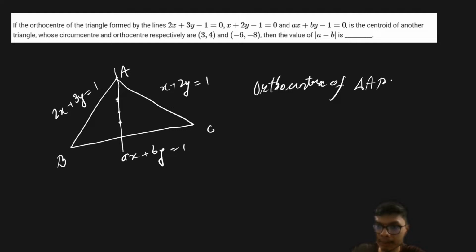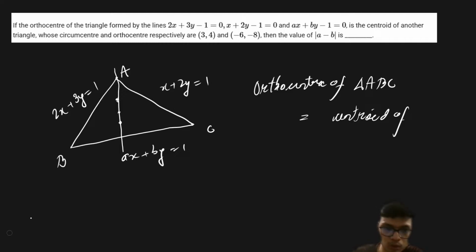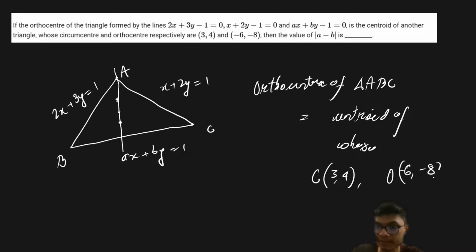The orthocenter of triangle ABC is equal to the centroid of a triangle whose circumcenter is given as 3 comma 4 and orthocenter is given as minus 6 comma minus 8. From here you can simply find the centroid of this particular triangle. The centroid divides the circumcenter and orthocenter in the ratio 2:1, so if you apply that relation, you'll definitely get the centroid. Let me try to solve for the centroid.